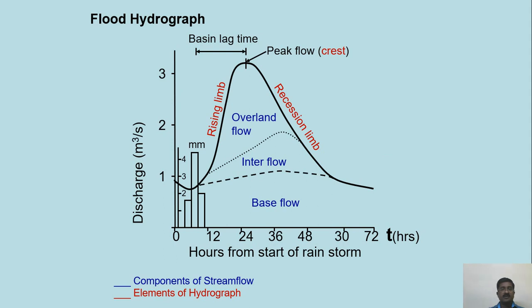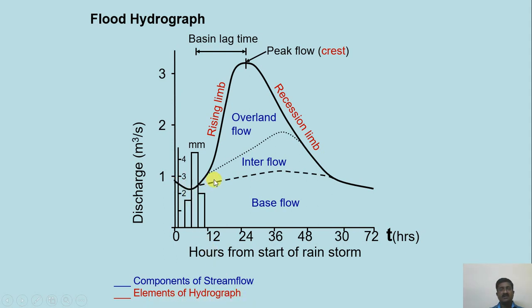Now the flood hydrograph, again, if you see here, what are the various elements. These bars show the rainfall plotted against time, in hours from the start of a rainstorm. And this hydrograph is plotted with discharge in meter cube per second on the y-axis and time on the x-axis. These blue color titles are the components of the stream flow, and this red terminology indicates the elements of a hydrograph.